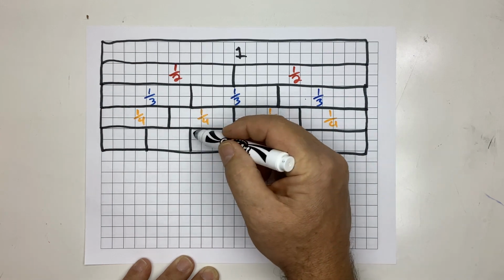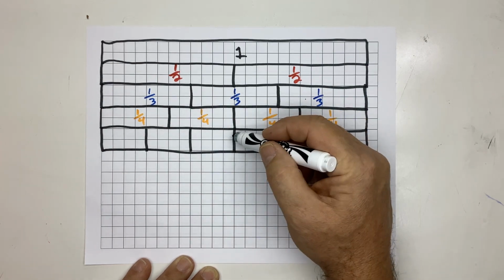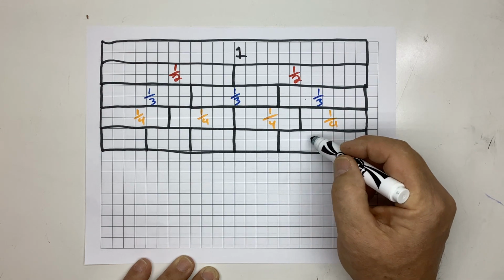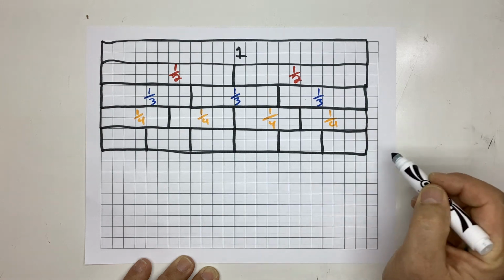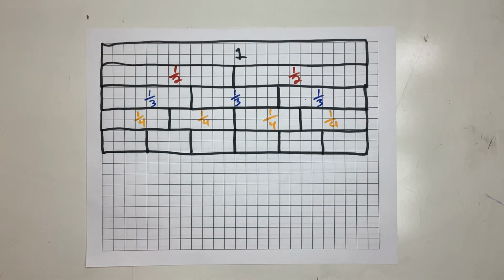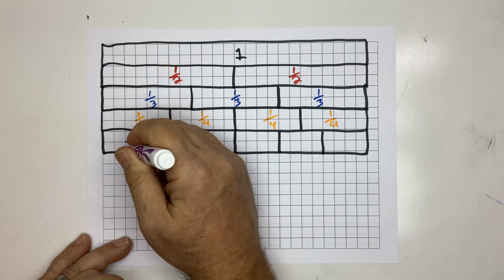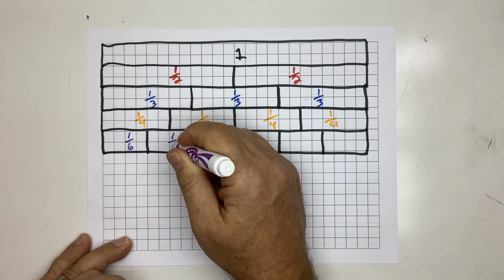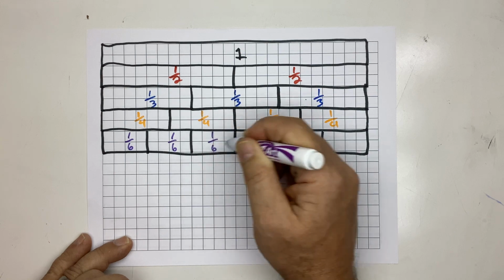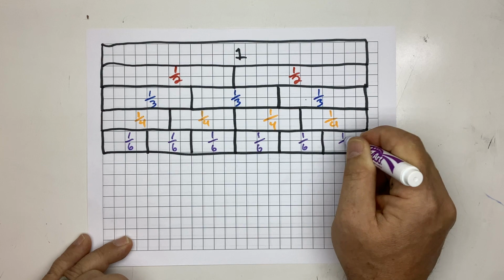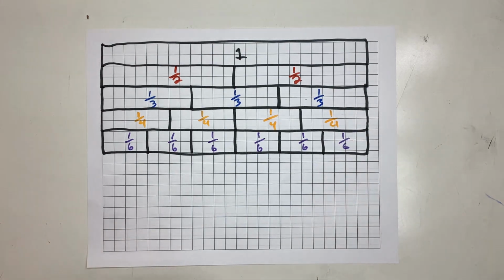Then 4 more to get to 2/6. 4 more to get to 3/6. 4 more gets you to 4/6. 1, 2, 3, 4. That's 5/6. And the last 6/6 right there, because I've got 4 more there. And pick a different color. Let's go purple. Each one of those represents 1/6 of the whole. And 6/6 represents 1 whole.